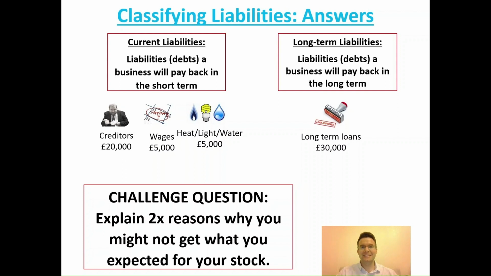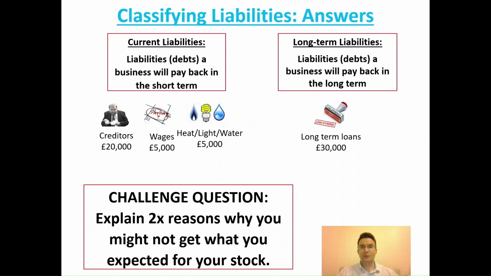Of course, wages, once again, our employees are unlikely to want to wait too long before they get paid, so wages are a current liability because we'll be paying that out in the short term. And thirdly, heating, lighting and water bills, utility bills you might say. Once again, a current liability because we'll pay for these in the short term.